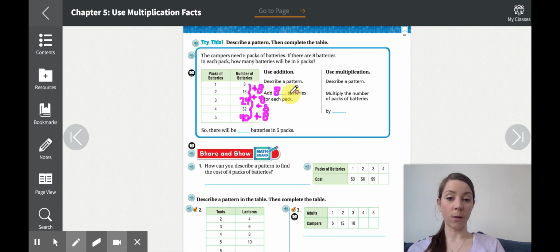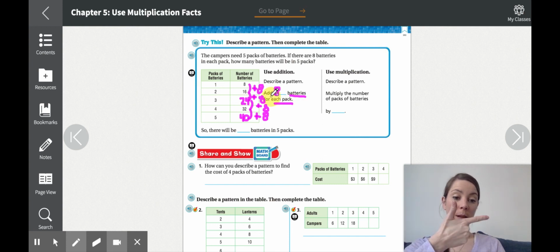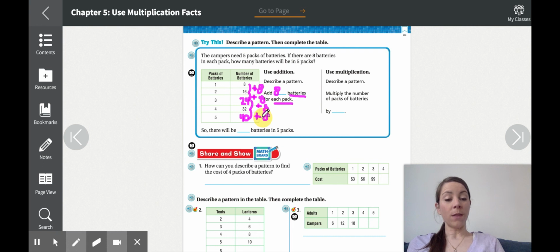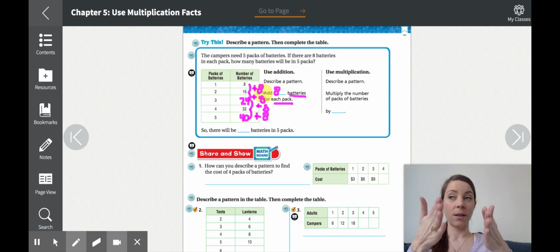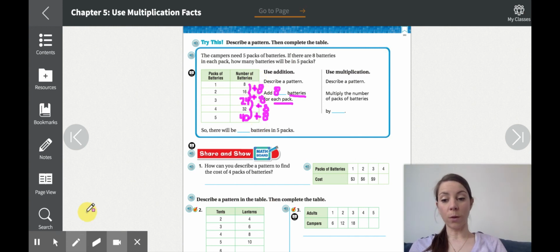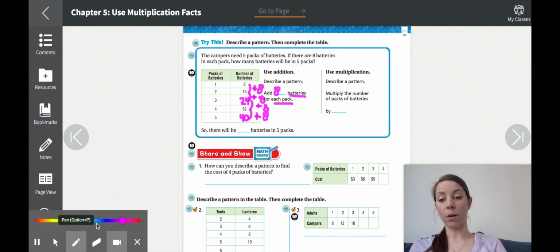So notice how they wrote that. Add 8 batteries for each pack. So when you're writing a pattern, you need to make sure you not only tell me whether you're adding or multiplying, the number that you're adding or multiplying, but then also what are you adding or multiplying. So now we found one pattern, but remember, they said you could find two. So you could go one direction and then you can go the other direction. We already went down, so now let's see a new pattern going across.